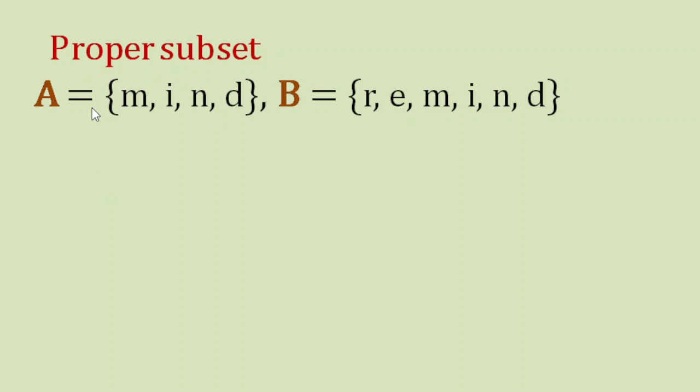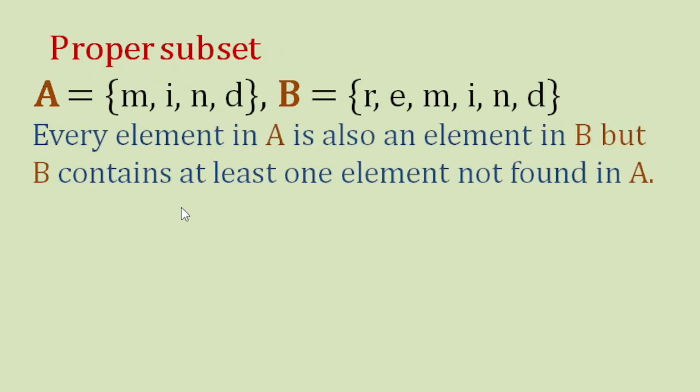Now let's define proper subset. Suppose we have A equals {M, I, N, T} and B equals {R, E, M, I, N, T}. Okay, notice here that every element in A is also an element in B. But B contains at least one element not found in A. As a matter of fact, there are exactly two elements in B that are not found in A. So therefore, we can say that A is a proper subset of B.